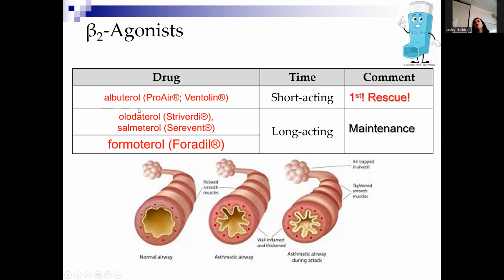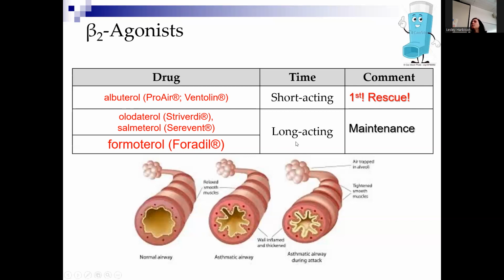So albuterol, I should put like 10 stars by it, because I'm going to ask you a question about what's a rescue inhaler, and you need to know albuterol. That is something you absolutely will get tested on. If somebody has an inhaler with them, maybe with more mild asthma, chances are they have a rescue inhaler and it's albuterol. So that's a big star next to that one.